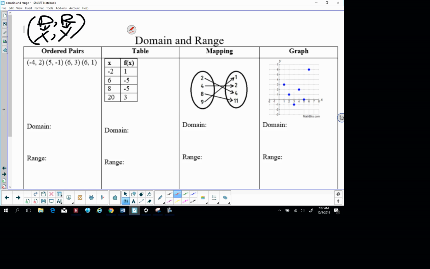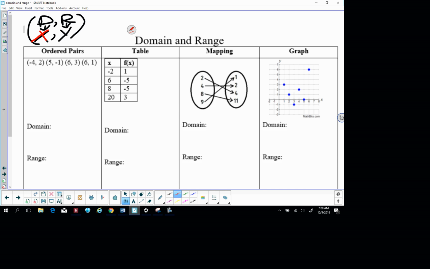And we know domains are what coordinate? X coordinates. So I want you to just draw a line under all those domains, and then write down those numbers in order right here. Make sure it starts with the smallest number and goes to the largest number. You can raise your hand and tell me what numbers in those points are the domain.